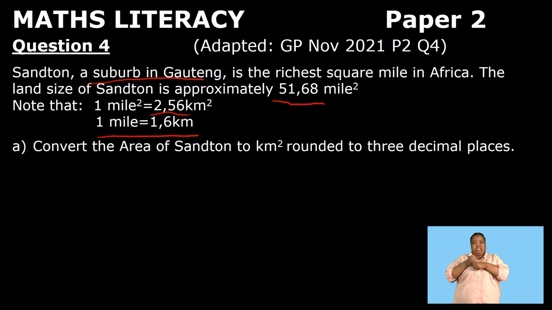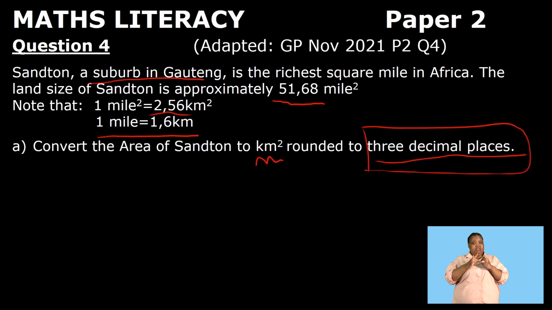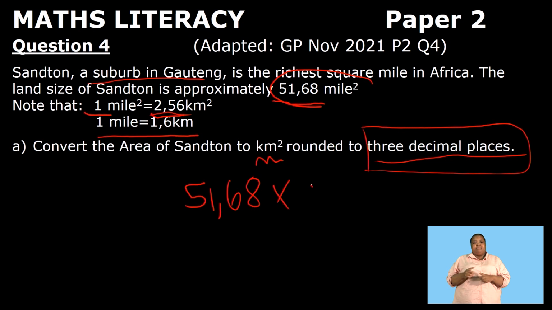But anyways, convert the area to kilometers squared, rounded to 3 decimal places. Now remember, rounding is usually in context, but here they specified we need 3 decimal places, meaning that you will get penalized if you don't do that. So what you're going to say is each squared mile is 2,56 squared, and they give us it in squared miles, so it's going to be 51,68 times 2,56. Let's look at another example and do some probability.